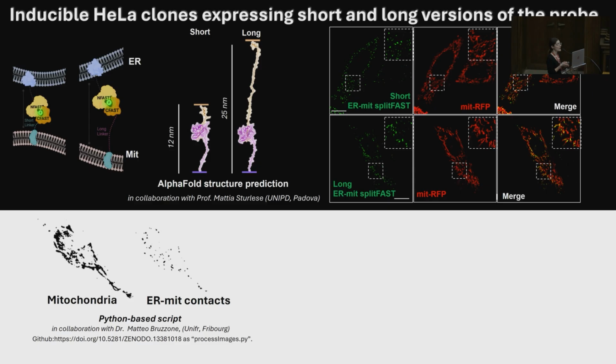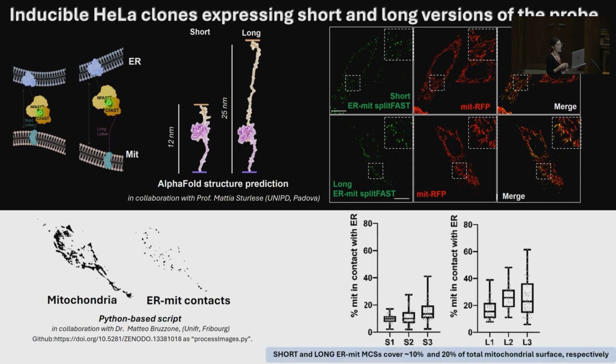In order to quantify these contacts, we developed a Python-based script that is able to perform a mask on the mitochondrial signal and on the signal of the contact site. Then it calculates the percentage of the mitochondrial surface that is in contact with the ER. With this quantification, we found that around 10% of the mitochondria is in close contact with the ER, while 20% is in long contact with the ER.